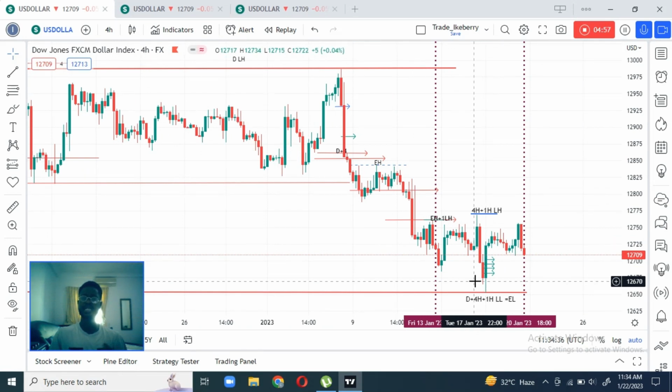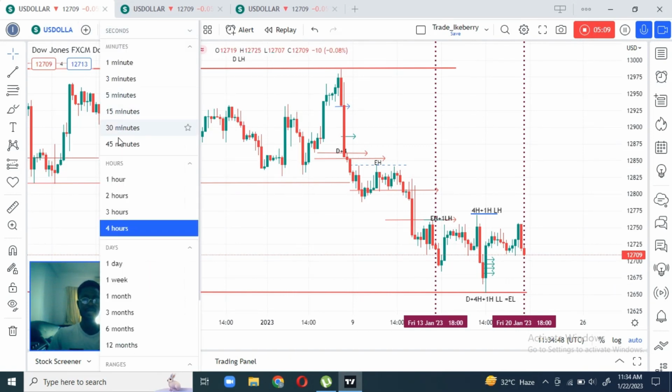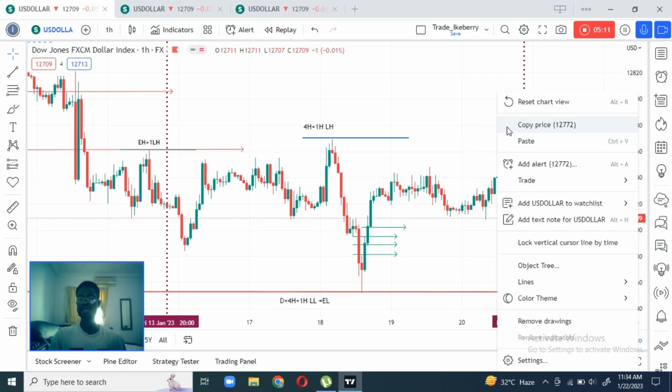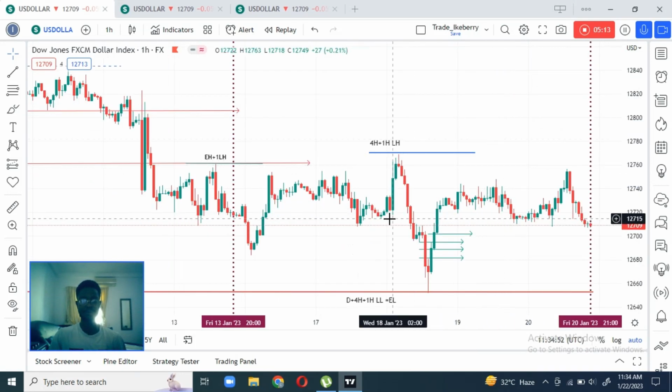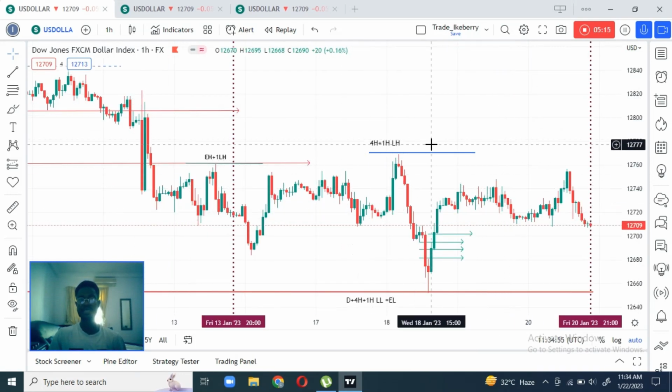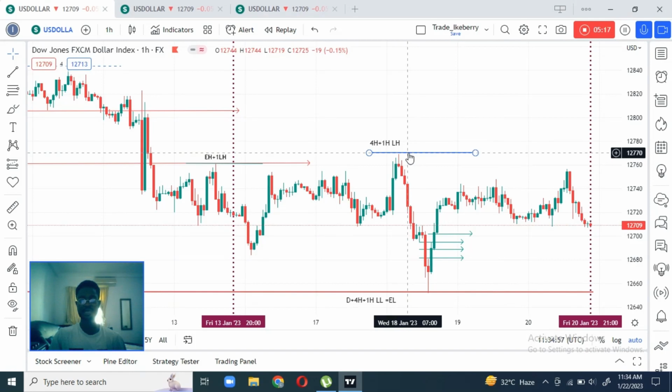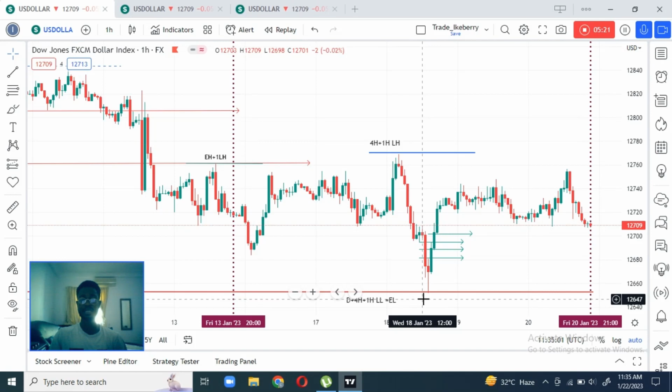So it means we had the 4H lower high and a 4H lower low, the same as the 1H lower high and the 1H lower low. So without wasting much time, let's dive into the 1H so that we can analyze the chart very well. As I said earlier, this is a 4H and a 1H lower high, and this is a 4H and a 1H lower low, including the daily lower low.